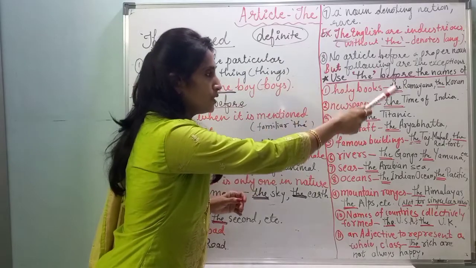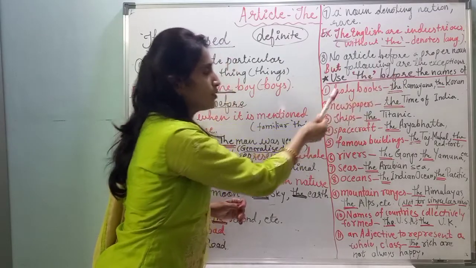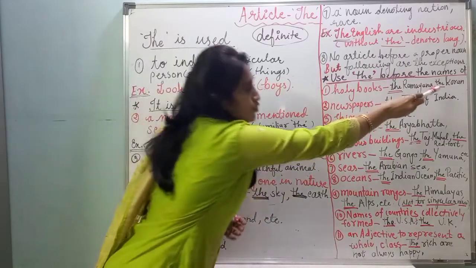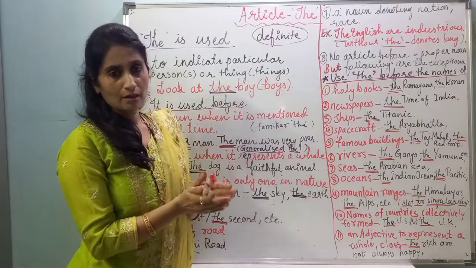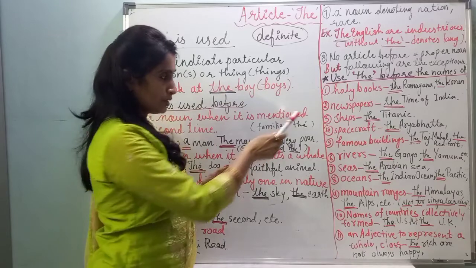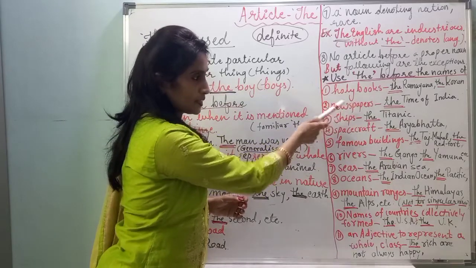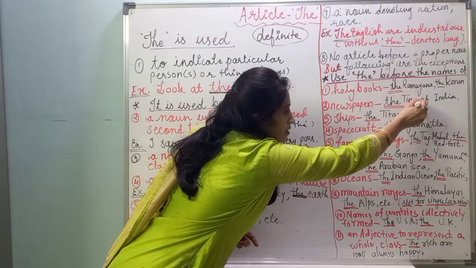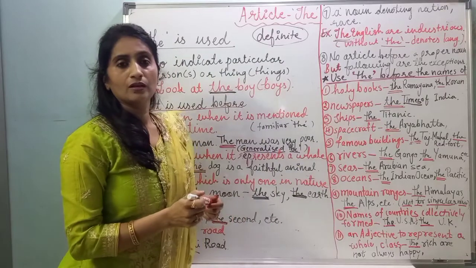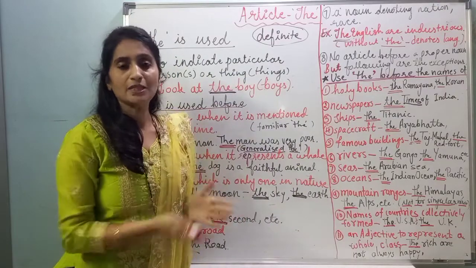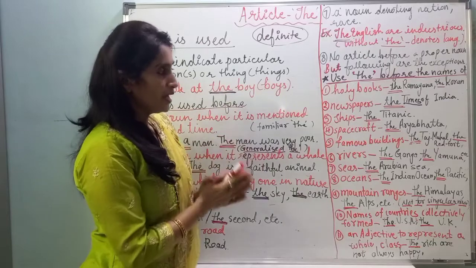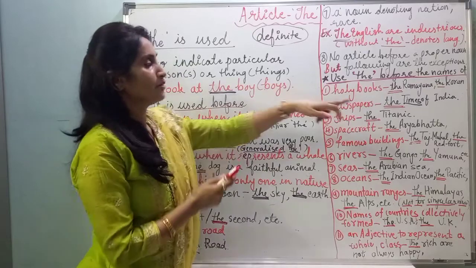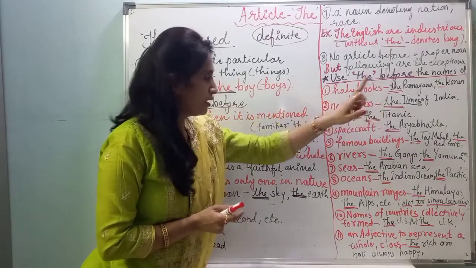So, use the before the names of holy books. For example, dash Ramayana, dash Quran. We should say the Ramayana, the Quran. Number 2, before the names of newspapers. For example, the Times of India. Okay, the Times of India. Then, the Indian Express. In this way, whenever you talk about the newspapers, before the names, we should make use of the article the. Fine then.